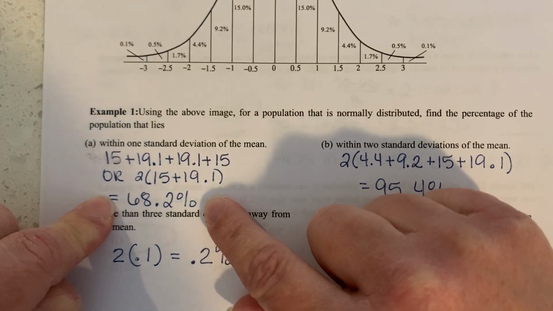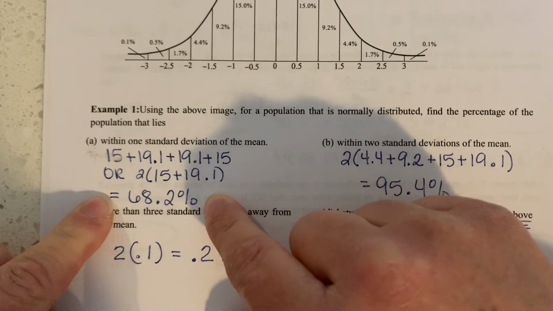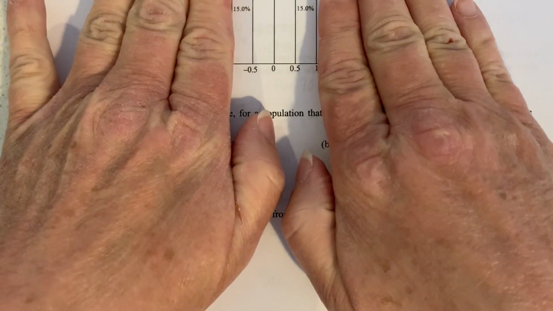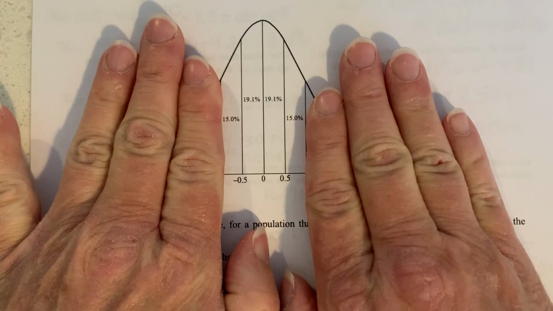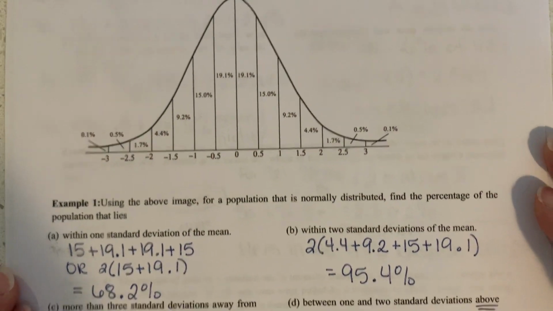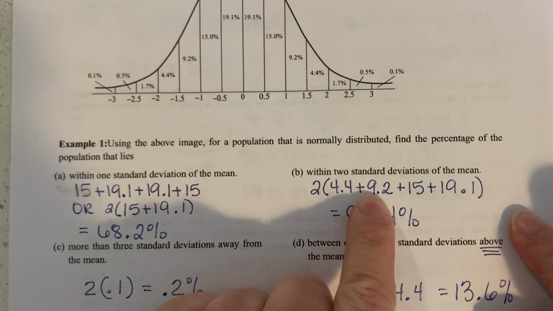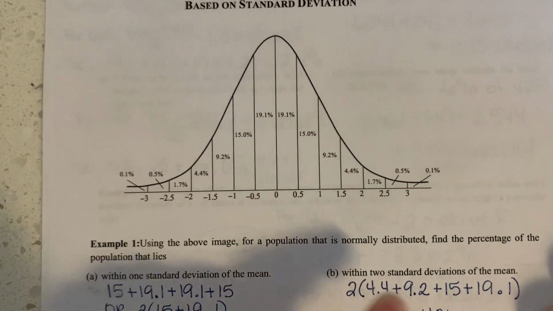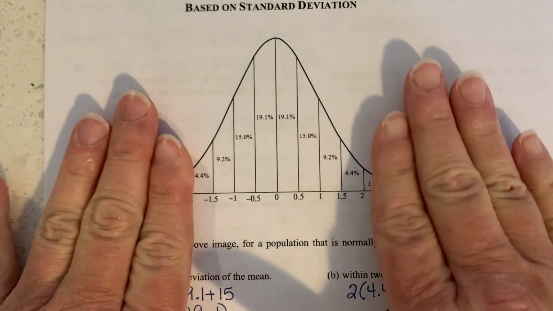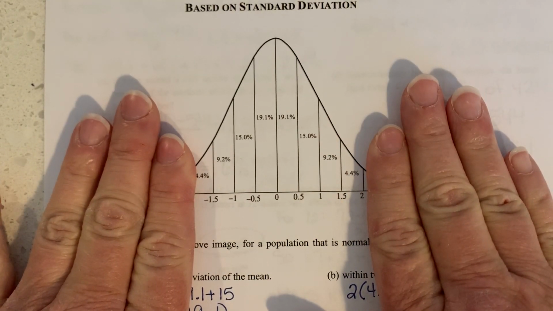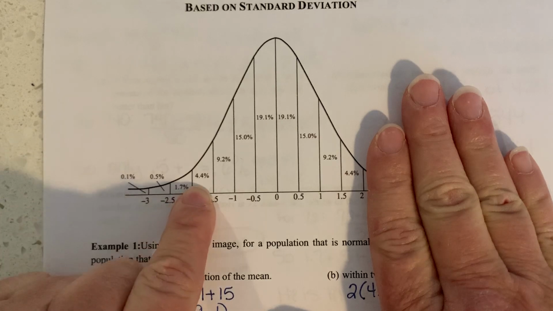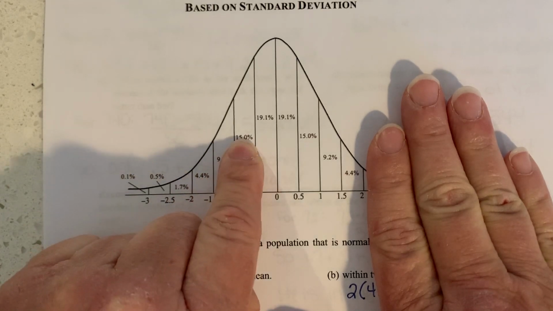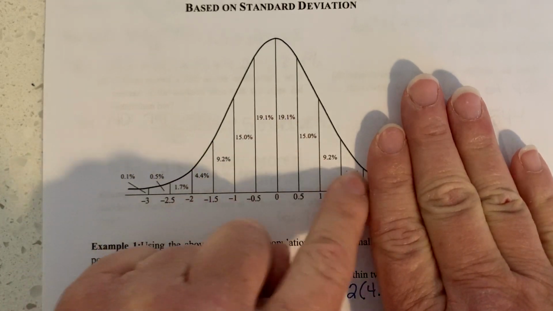And so 68.2% of your data lies within 1 standard deviation of the mean in a normal distribution. Well, then the next question says, what lies within 2 standard deviations of the mean? Okay, so let's look back up here and see where -2 to +2 is. So every number you see between my fingers is what we're going to add. So within 2 standard deviations of the mean is 4.4% of the data plus 9.2 plus 15 plus 19, and then the numbers just repeat.